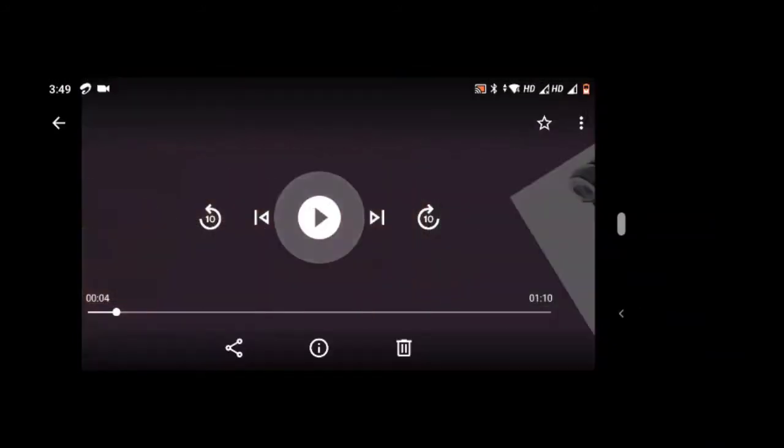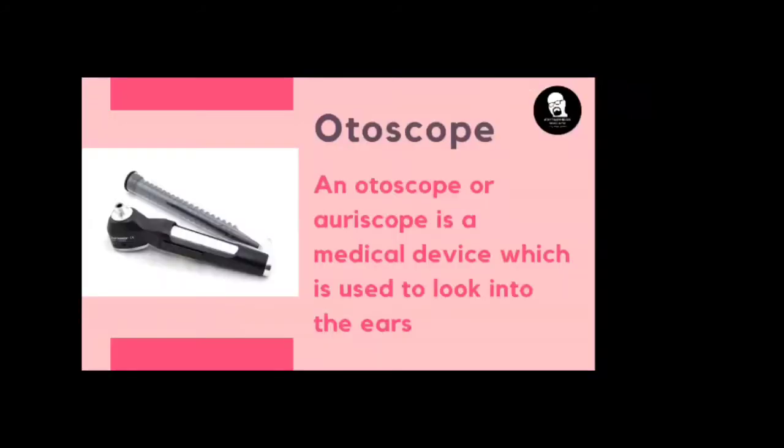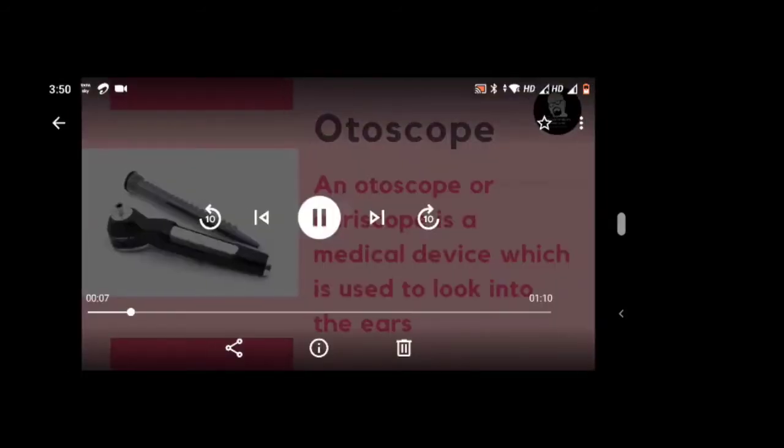So this is the otoscope we are supposed to look at. What is an otoscope? Of course, I already told you, it is for viewing the internal organs of the human body, especially the internal parts and internal construction of the ear. We can see all these things using this particular otoscope.